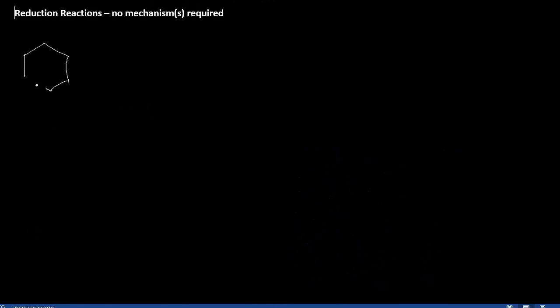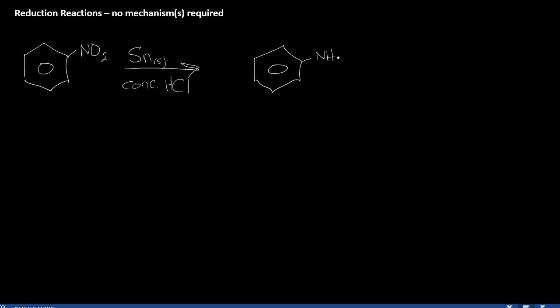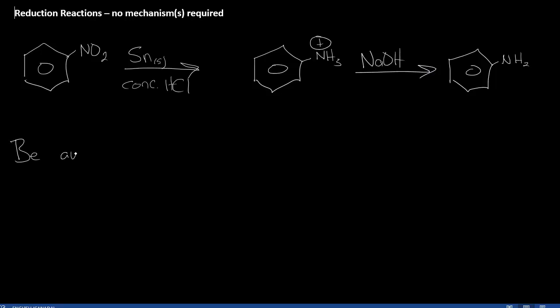Right? The last explicit reduction reaction that you should be aware of is the conversion of nitrobenzene into the phenylamine. So this is done typically with the aid of tin and in the presence of concentrated HCl. This produces an ammonium type ion shown there in the middle. Right, this then needs to be treated with a strong base, sodium hydroxide, to remove the additional proton and produce the corresponding amine.